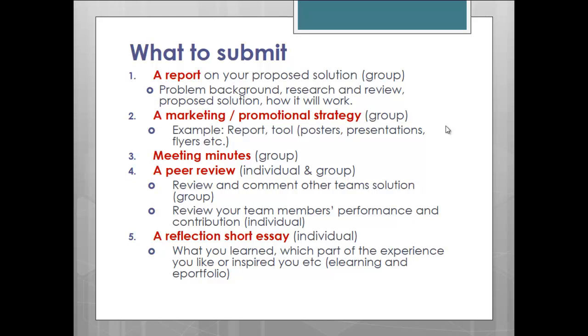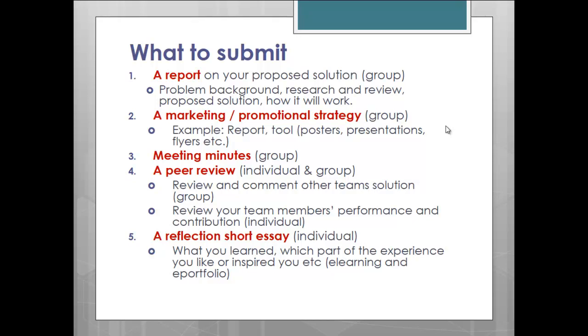Then you need to submit a marketing or a promotional strategy. Again, this is group work. So how are you going to market or promote this solution that you have? If your solution needs the participation of community, how do you promote that? If your solution needs the participation of government, how do you promote that? If your solution needs the people to buy something so that the money can be used for something else, how do you market that?